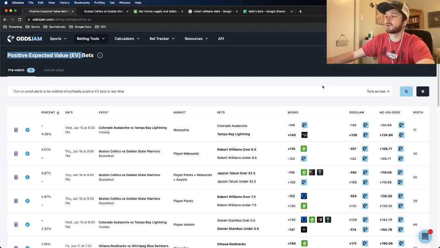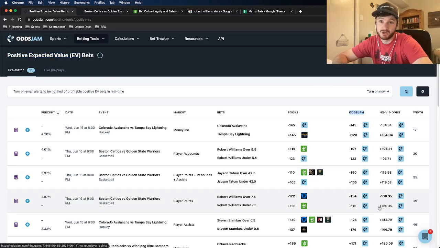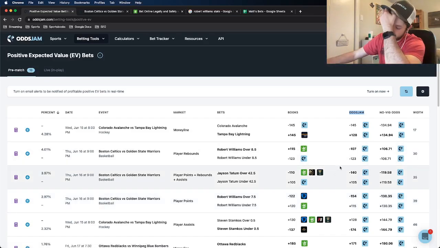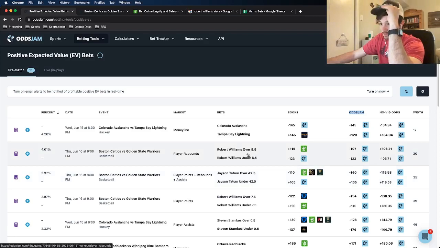The way it works, of course, is this OddsJam line here is pulled from the most accurate bookmaker in the world. These are going to be the most efficient betting lines, and anywhere in which we're getting more favorable odds on another book is going to have positive expected value associated with it. So for this bet specifically, I am looking at Robert Williams to go over 8.5 rebounds. That is my player prop pick for this one.